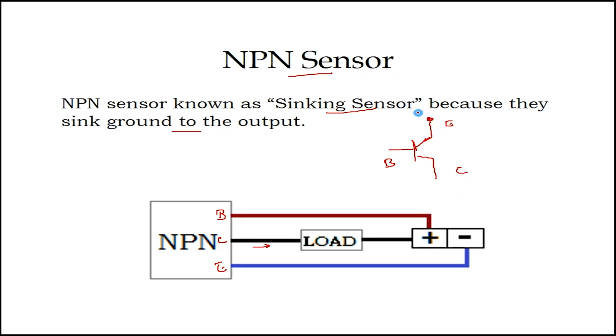Always the emitter terminal will be connected to the negative power supply, and the base terminal will be connected to the positive power supply, and the load will be connected to the collector side, and another terminal of the load will be connected to the positive of the power supply. This arrow mark indicates the power flow in the sensor. When the sensor gets activated, the power will flow from collector to emitter.